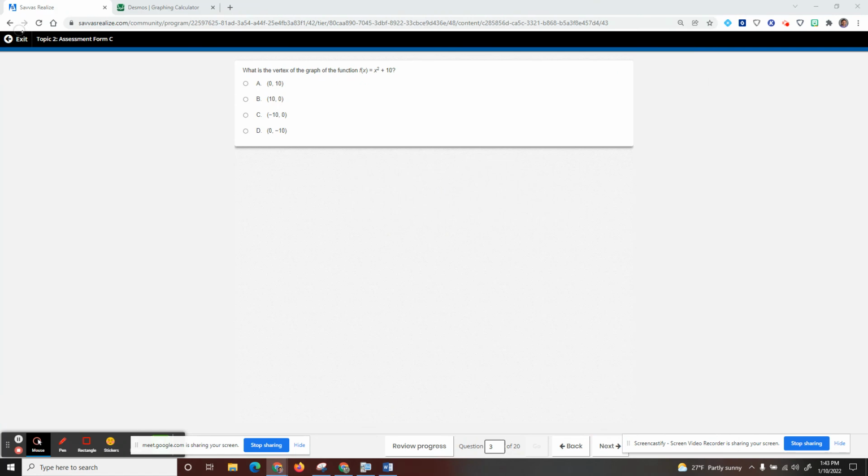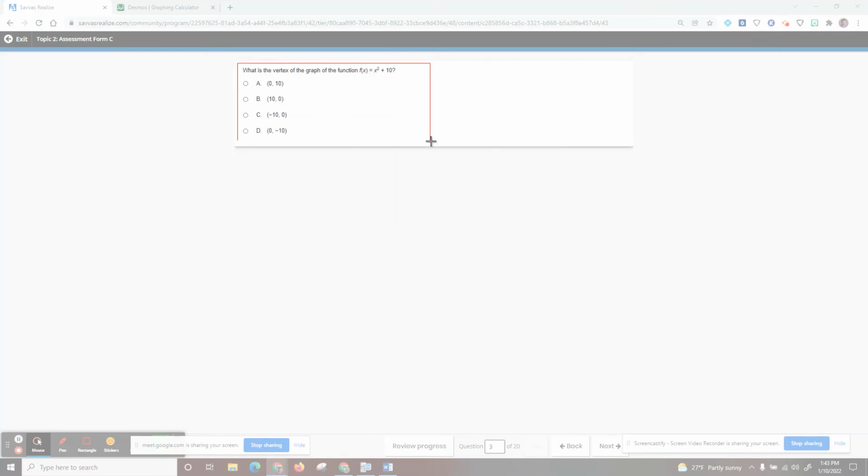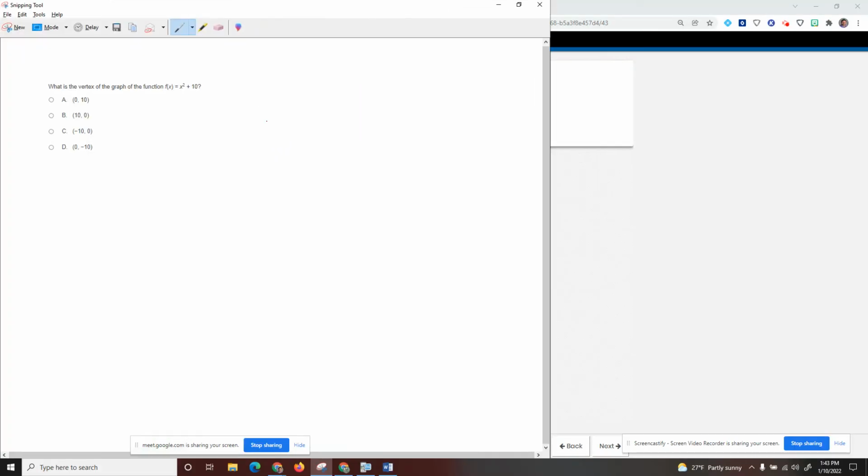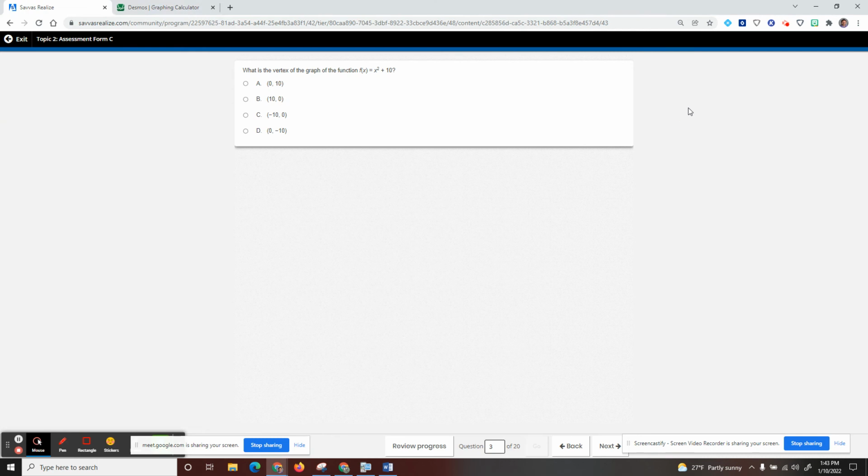Next one gives you an equation and asks, what is the vertex? So, y equals x squared plus 10. What is the vertex of that? We're going to go quickly over two ways to do that. First of which is use Desmos. Just use Desmos. It'll show you where the vertex is, and that'll be your answer, right?